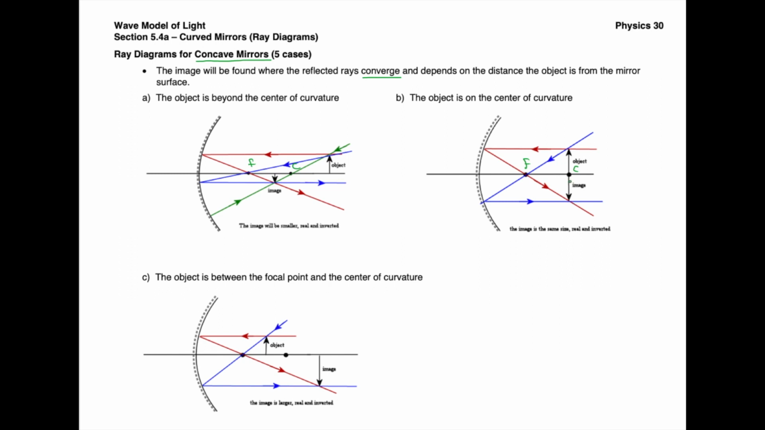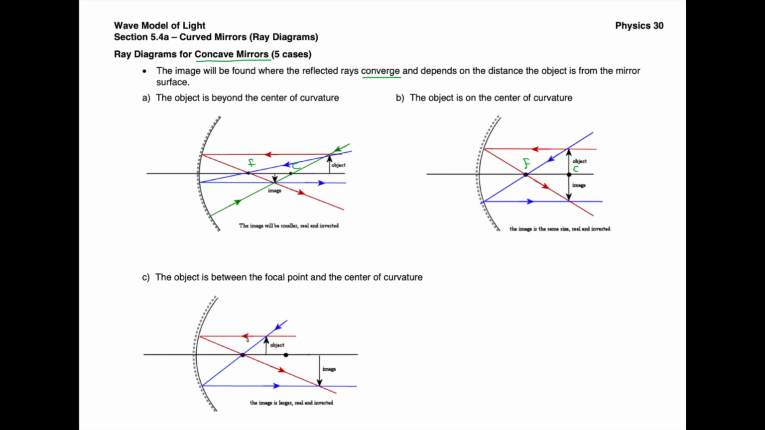Now this one here, we can't easily draw the one from the center of curvature because of course that's not going to hit the mirror surface there. So in this case we will do the red and the blue lines, and we'll leave that green one out. Now this one here, if we're between the focal point and the center of curvature, again I've drawn the red and the blue lines, we'll talk about the green one in just a moment.